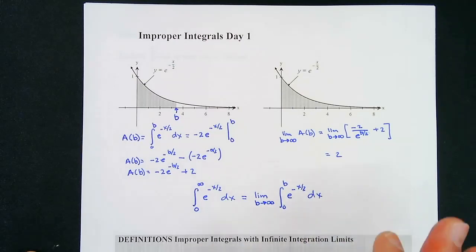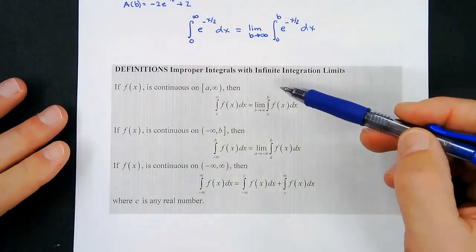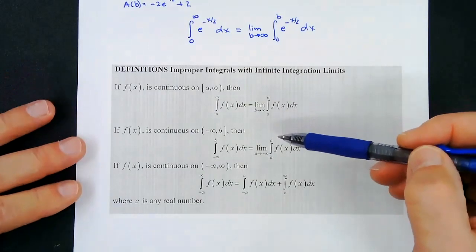So let me scroll up a little bit. Let me slide the paper up, and then we'll talk about, okay, so you can do this with going to negative infinity also, and we can also do it from going from negative infinity to positive infinity. And so let me show you how to do that next. So here's the three different situations we can have.